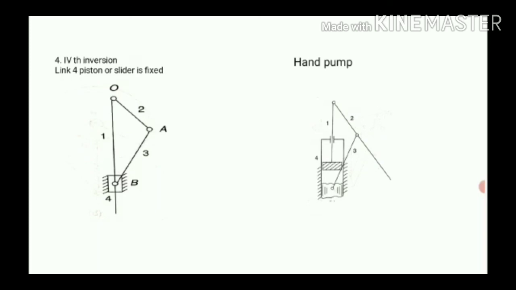So these are the inversions of the single slider crank-chain mechanism. In the next lecture, we will see the inversions of the double slider crank-chain mechanism.